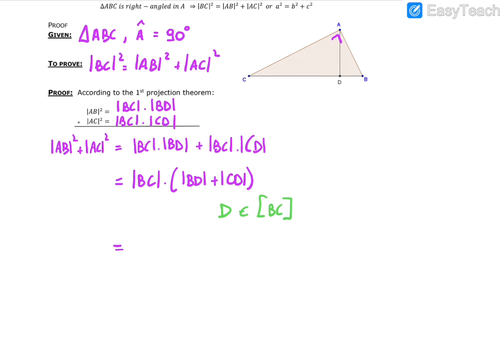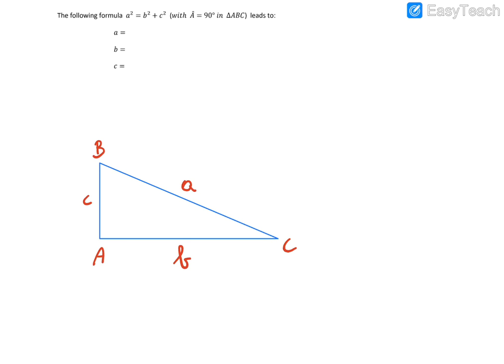we can say that BC times BC is BC squared. And this, my friend, is the proof of the Pythagorean theorem. Now, I can apply this on any right-angled triangle. In small letters, it's going to be this.